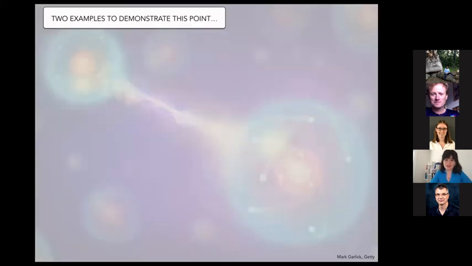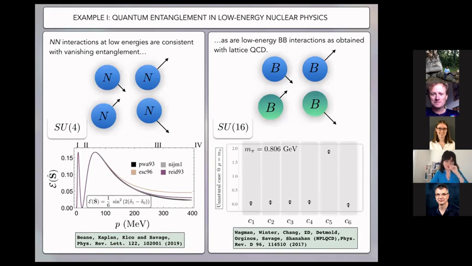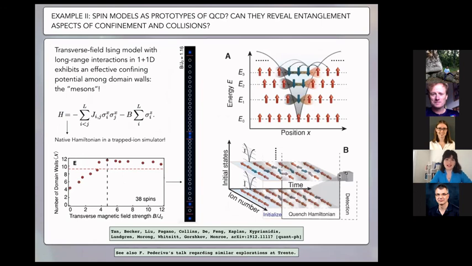The examples I wanted to show, and I will not go through them, were regarding quantum entanglement in low energy scattering in nuclear physics, as well as these spin models, maybe as prototypes of QCD, where they show some confining potential just like in QCD, and maybe we could learn some lessons from these.